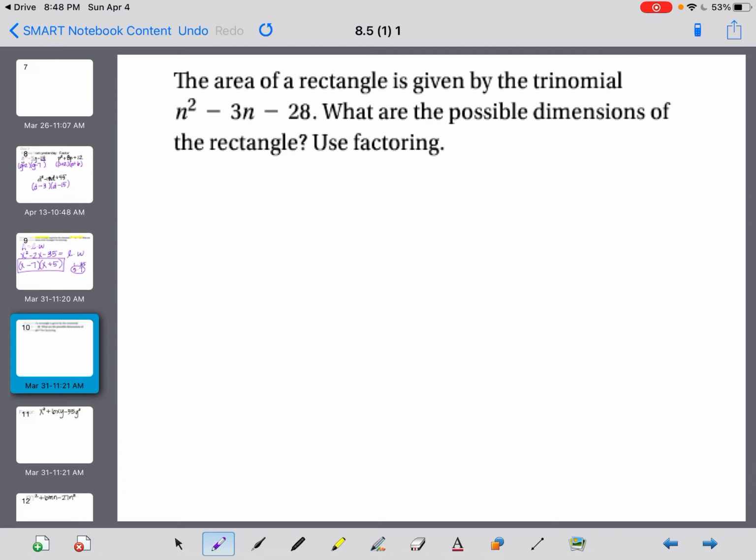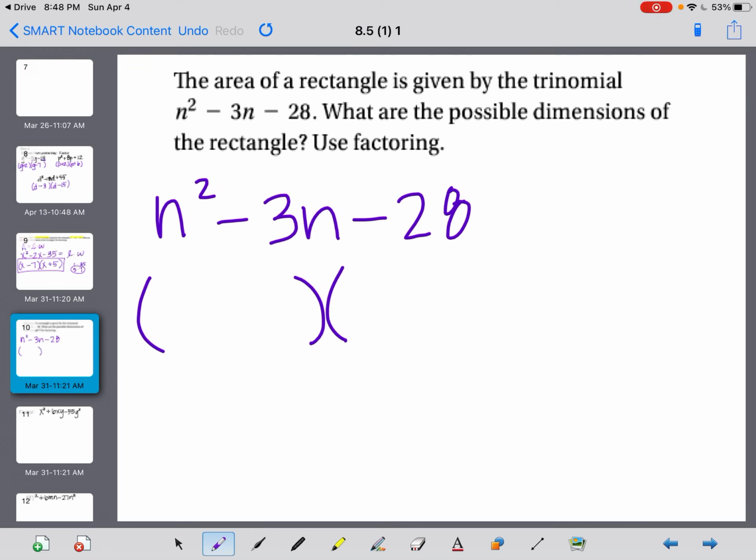The area of a rectangle is given by the trinomial n squared minus 3n minus 28. What are the possible dimensions? Use factoring. Okay, if you want to try this one on your own, here's a good place to pause.